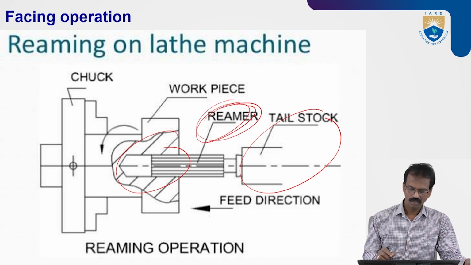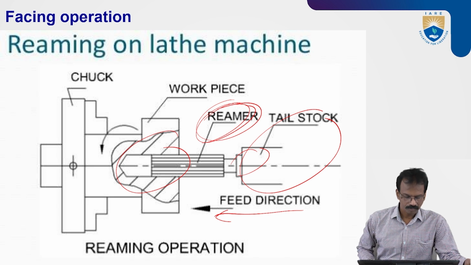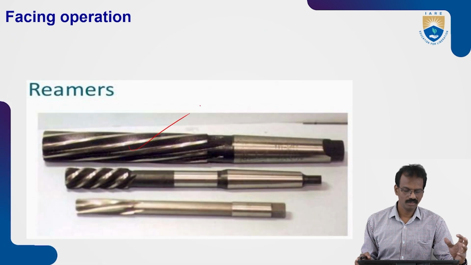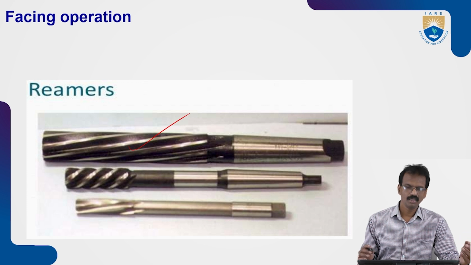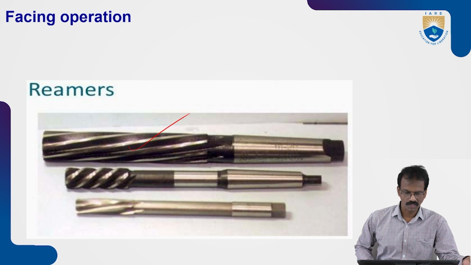So here also the tool bit will move against the workpiece by some manual power. This is the reaming operation. So these are the reamers. Different reamer sizes are there as per the diameter or size of the holes, as per our requirements. You can use those reamers and you can get the desired shape of the hole sizes.